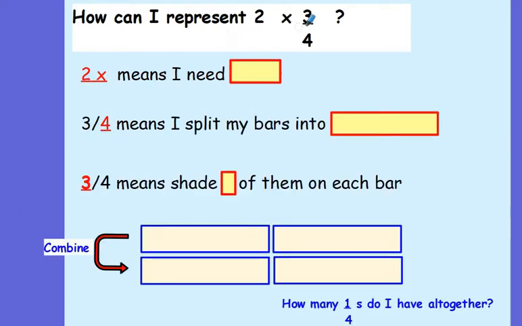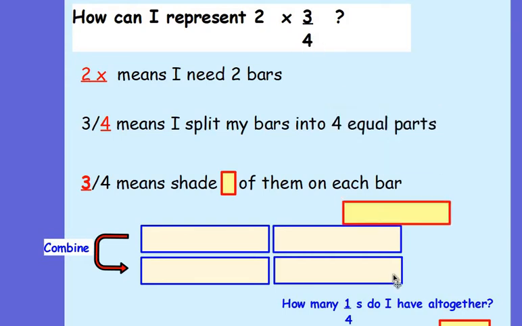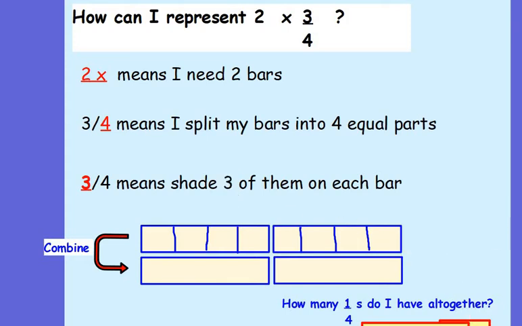So when we were representing 2 lots of 3/4, that meant we needed 2 bars. We've still got a 4 as our denominator, so we split those bars into 4 pieces, didn't we? This is what we did last lesson. We split each of those 2 bars into 4 pieces, just like that. And because we've got a 3 on the top, that meant I needed to shade in 3 parts of each bar. 1, 2, 3. 1, 2, 3.